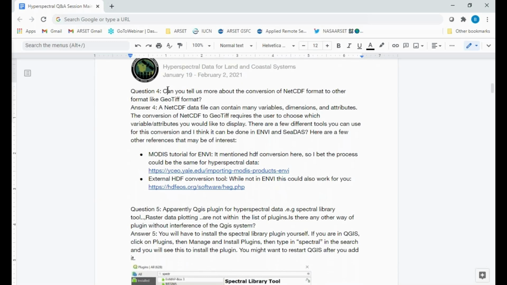Okay, Zach, are you out there? Can you help with number 4, maybe 5, since you're more into the demo of the QGIS in particular?